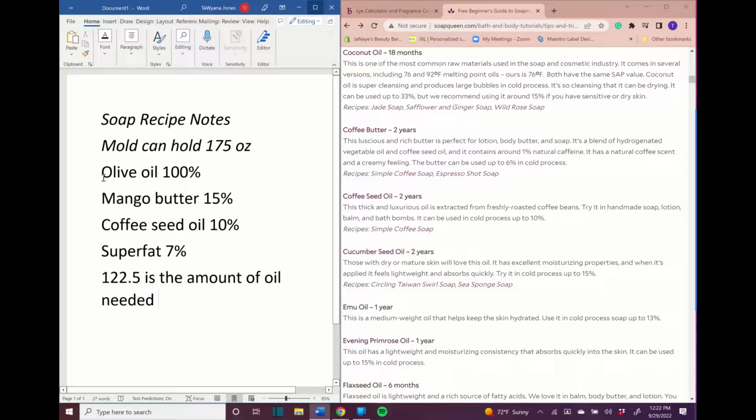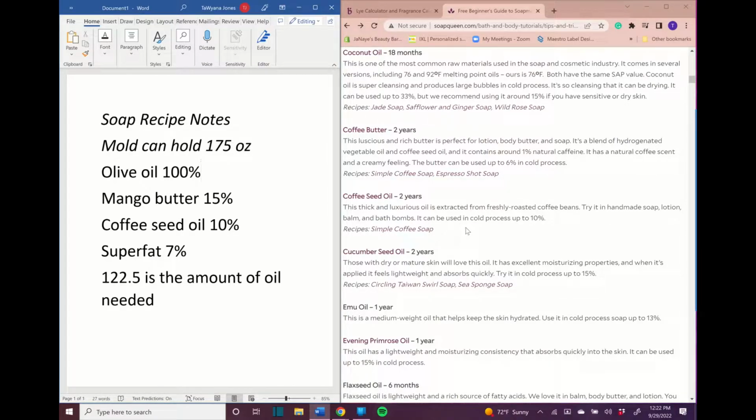Now I need to figure out how much of these oils I want to use in my recipe. So I can use olive oil at 100%. I can use mango butter at 15% and coffee seed oil at 10%. Do I want to use these all at their max? Which technically I can't use olive oil at its max if I'm using these other two. But do I want to use these two at their max is the question.